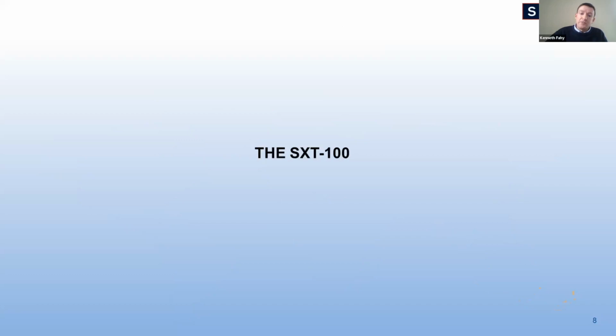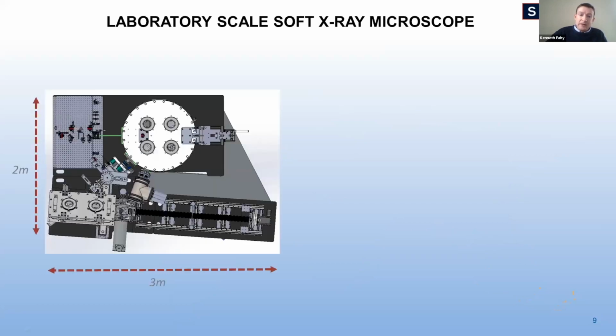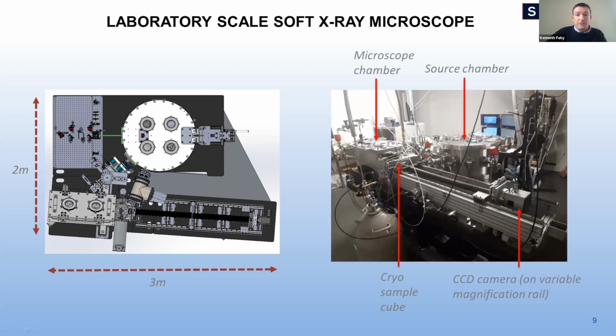Now just moving on to the instrument that we have built, the lab-based SXT100, and just showing you a layout here. The microscope has an overall footprint of about 2 by 3 meters. The soft X-rays are generated by a high-power drive laser, and the main modules consist of a source, condenser, and cryo-sample chamber, as well as a CCD camera on a variable magnification rail. The microscope is, of course, under vacuum and sits on a damped table. The system is, as I said earlier, fully operational and routinely imaging cryo-prepared biological samples for external project partners.